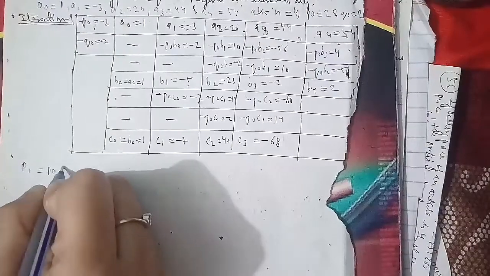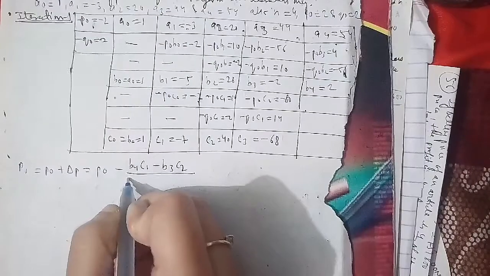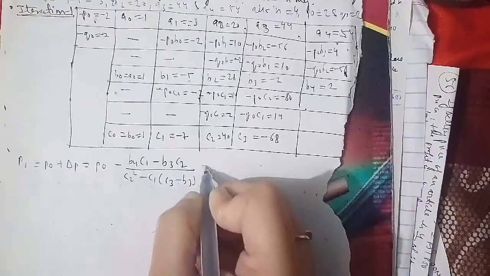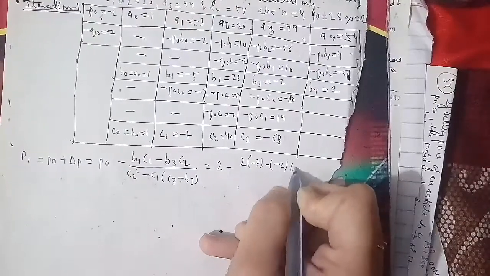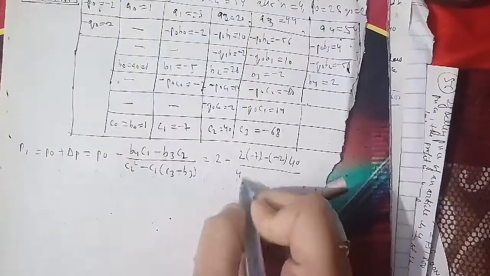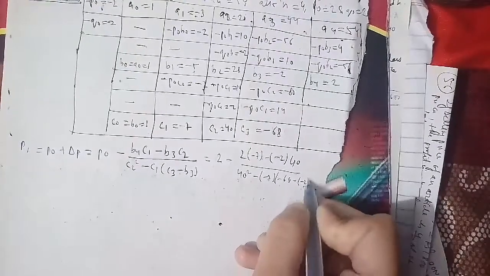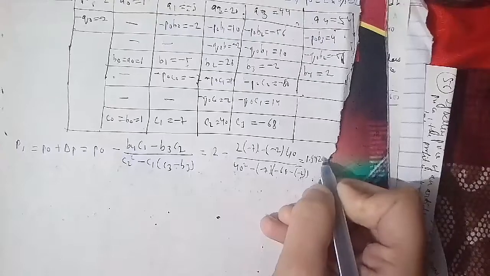p1 equals p0 plus delta p, which equals p0 minus (b4 c1 minus b3 c2) upon (c2 square minus c1 c3), which equals 2 minus ((2)(minus 7) minus (minus 2)(40)) upon (40 square minus (minus 7)(minus 68)), which equals 1.942004.